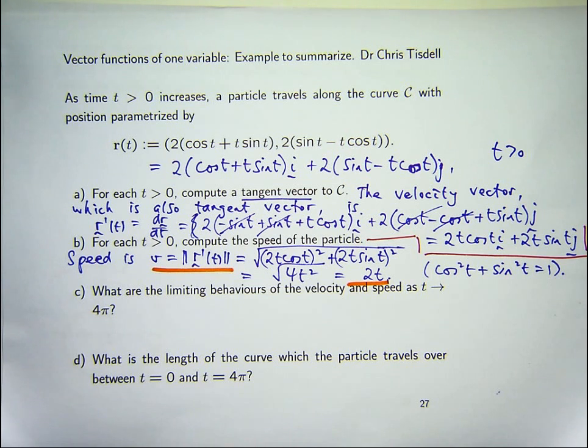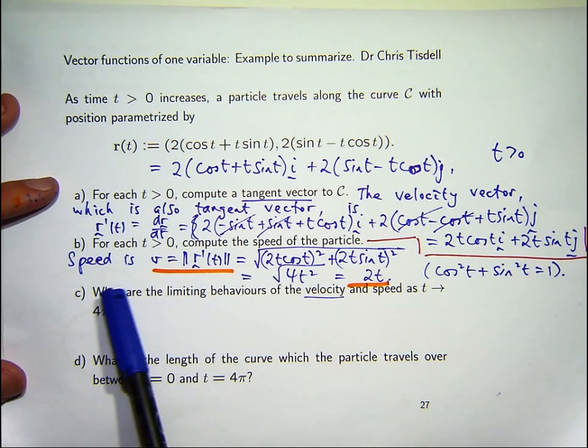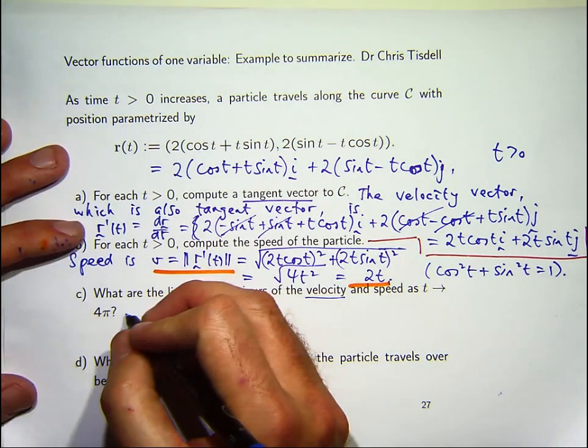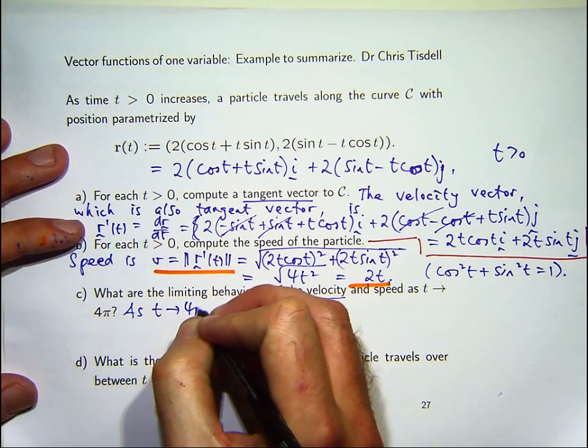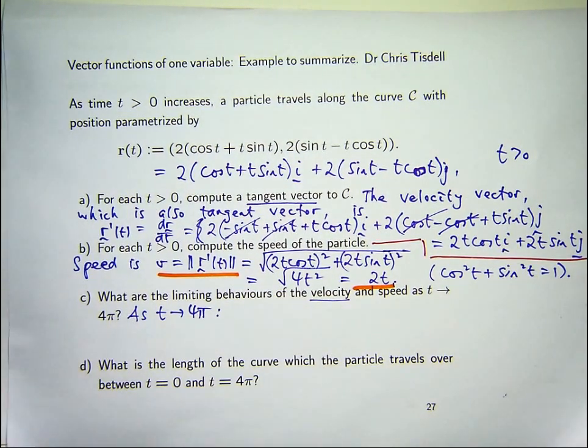You can see as t increases, the speed's going to increase also. Now, part C, what are the limiting behaviours, or what are the limits of the velocity and the speed as t approaches 4 pi? Well, let's look at the velocity first. Velocity vector is just given here. And what I want to do is take the limit as t approaches 4 pi. Now, how do I take limits? I just look at each component function and take the limit there and write the answer as a vector.